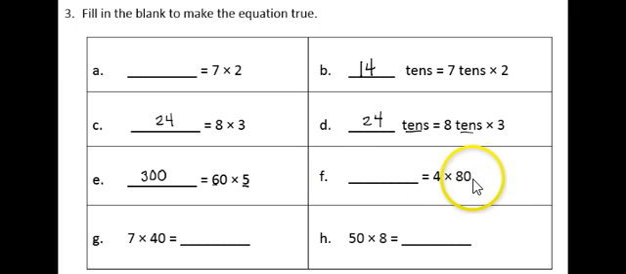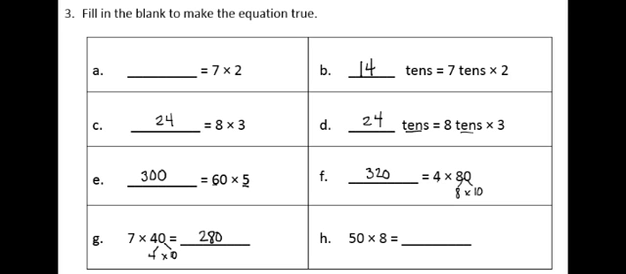Here I have 4 times 80. I can think of the 80 as 8 times 10. Then 4 times 8 is 32. 32 times 10 is 320. The next problem, we have 7 times 40. I'm going to think of 40 as 4 times 10. 7 times 4 is 28, times 10 is 280.